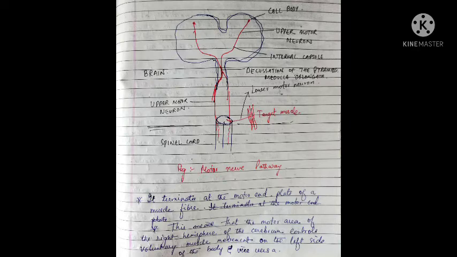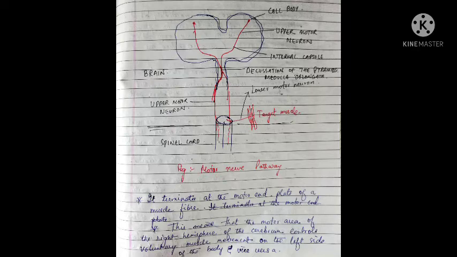The upper motor neuron descends from the motor cortex through the internal capsule to the medulla. Here it crosses to the opposite side and descends in the spinal cord. At the appropriate level in the spinal cord, it synapses with the second neuron, that is the lower motor neuron, which leaves the spinal cord and travels to the target muscle.